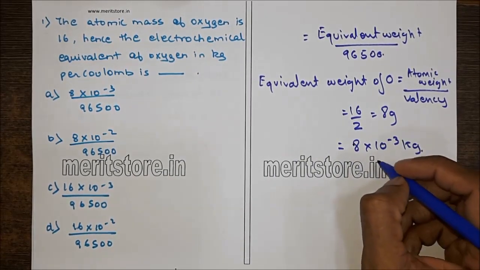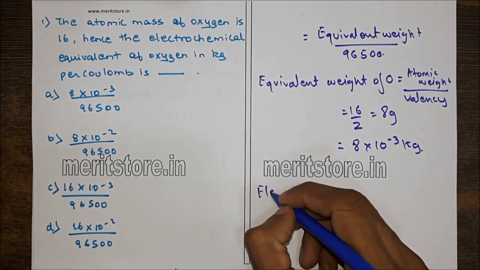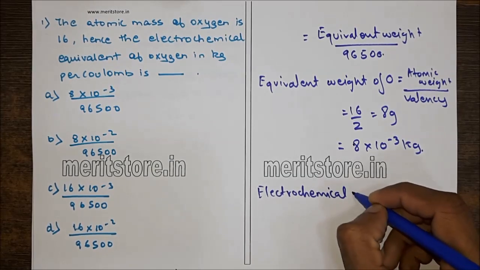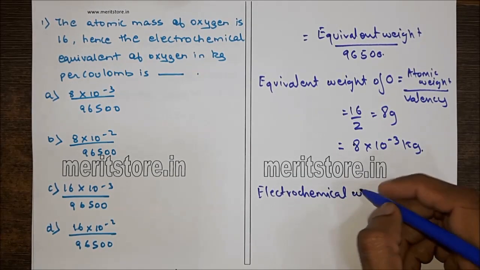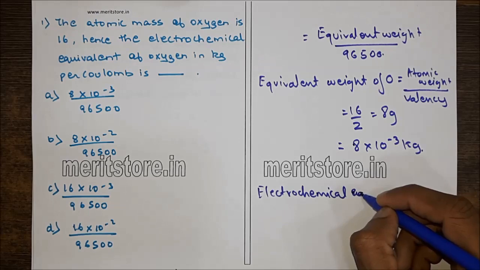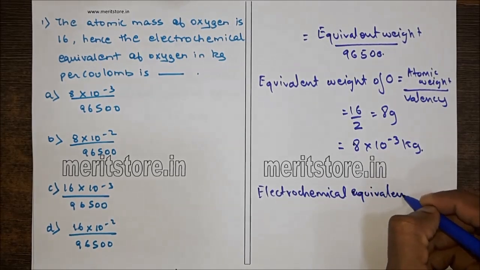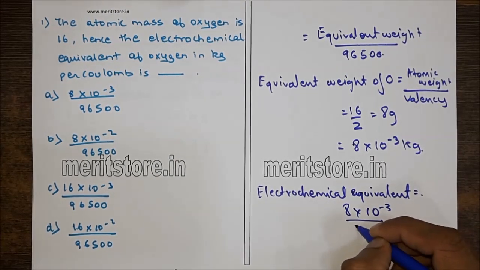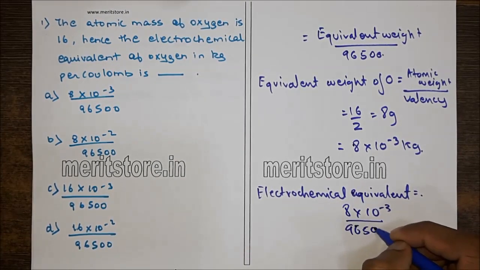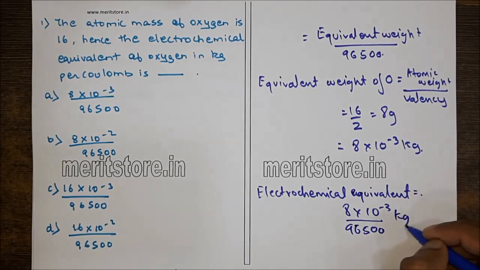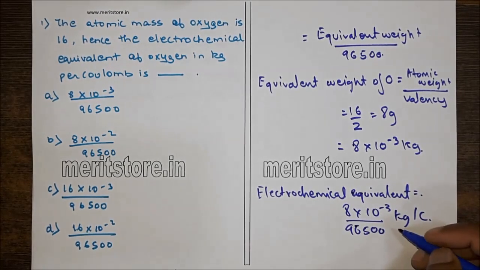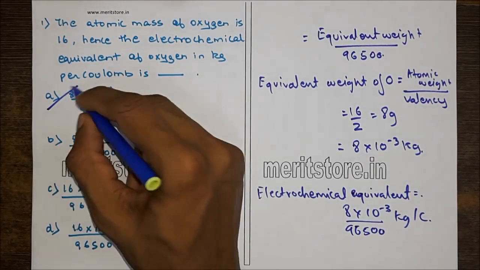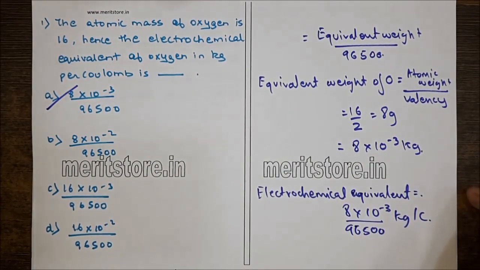So the electrochemical equivalent is equal to 8 into 10 raised to minus 3 upon 96,500 kg per coulomb, which we see our answer matches with option A. Therefore, option A is the correct answer.